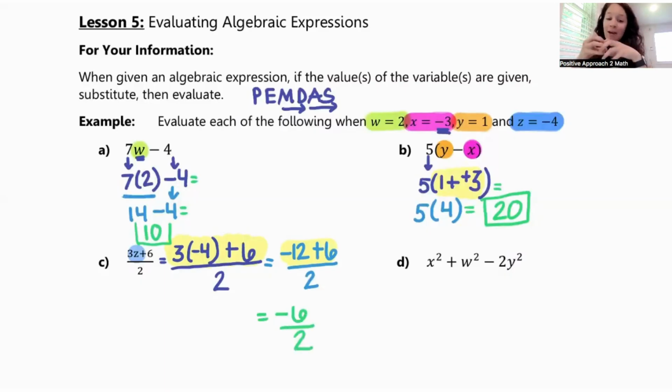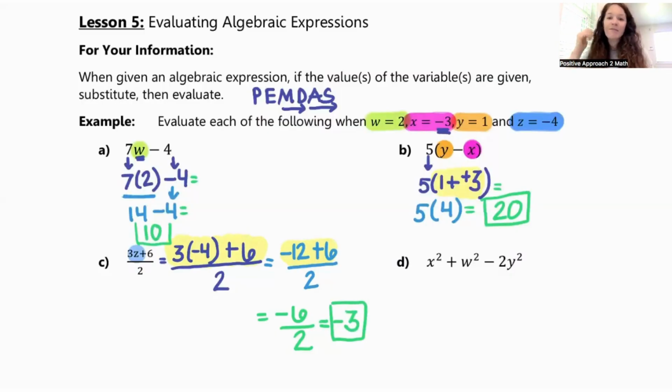We condensed that numerator to a singular number. That denominator is already a singular number. So once your numerator is a singular number and your denominator is a singular number, you're good to go. You're going to divide those two things. So -6 divided by 2 is -3. So that would be our answer for letter C. So we substituted in what z was equal to, and we simplified the numerator first using PEMDAS. The denominator didn't need to simplify in this case. And then we divided the numerator by the denominator. Okay, last one, letter D.